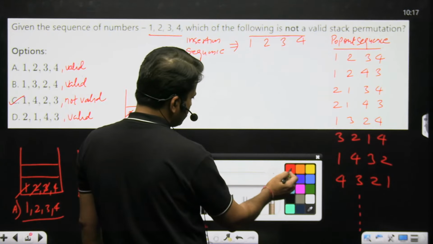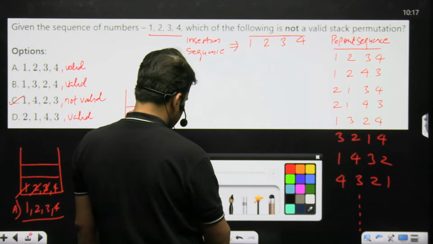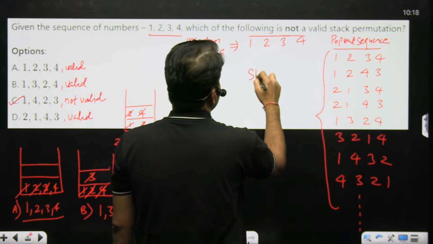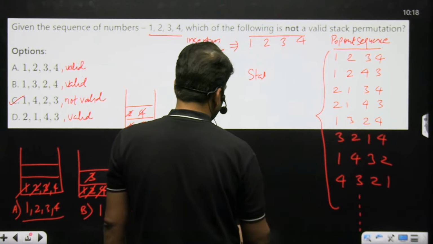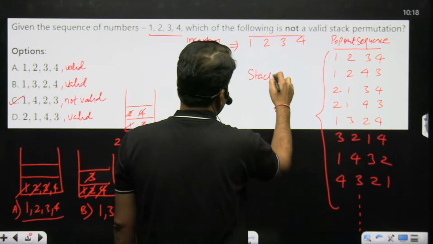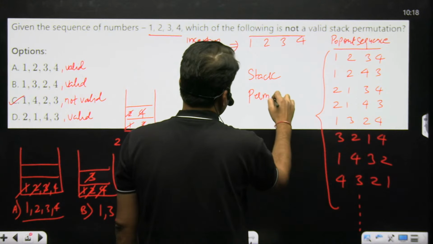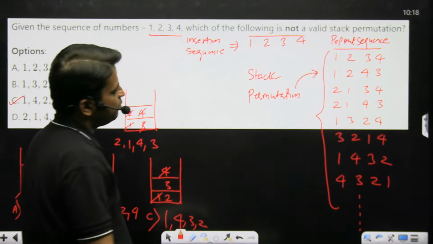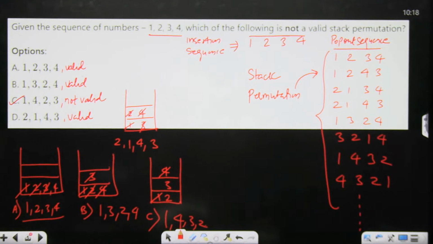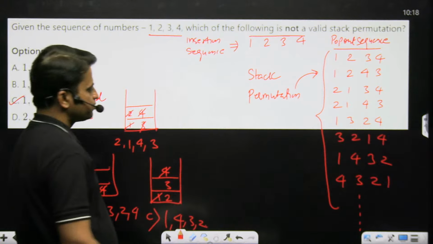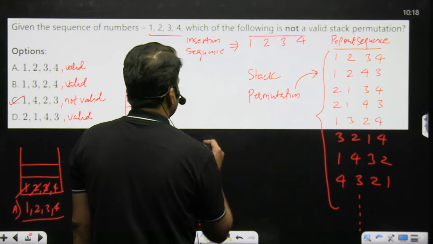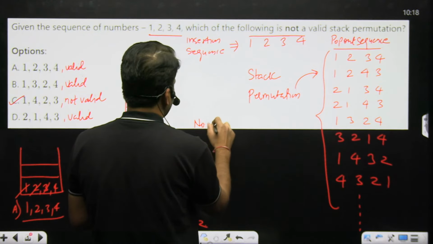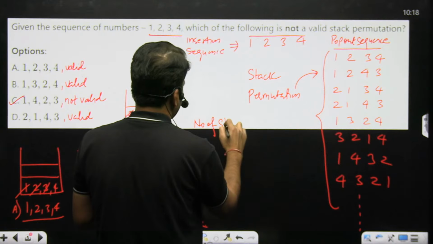These valid sequences are known as what? These valid sequences are known as stack permutations, right? If the insertion sequence is fixed, this is known as stack permutation. Understood? Sir, how many total stack permutations are possible? How many total stack permutations are possible? So this is the formula: number of stack permutations if the insertion sequence is fixed.